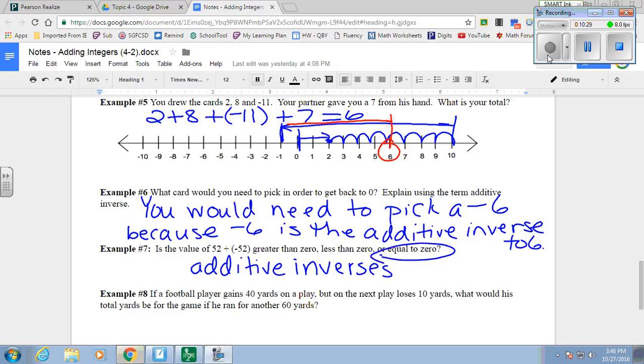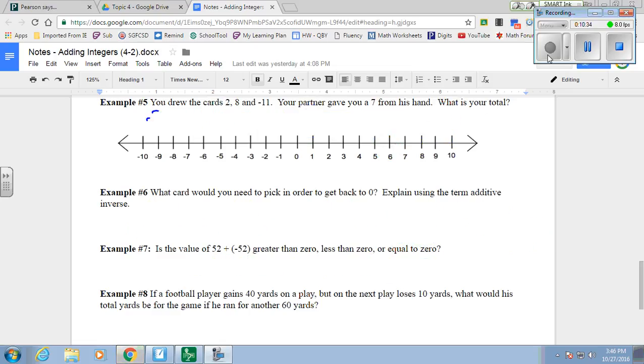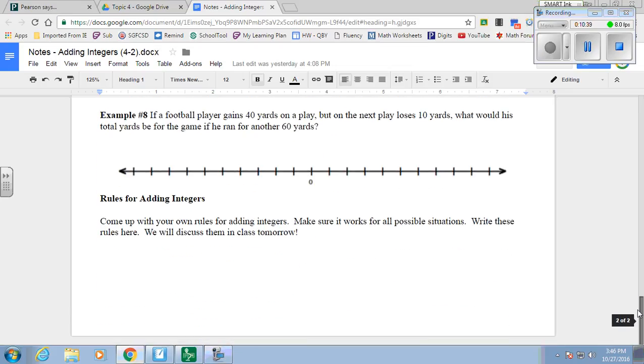Then for number 8, I'm just going to change the wording on this one a little bit because I want to be clear. I'm not a football person myself, so I can kind of read it a little bit wrong. It says, if a football player gains 40 yards on a play, but on the next play loses 10 yards, what would his total yards be for the game if he ran for another 60 yards? So, in my mind, since we talked about how distance is never really a negative number, if I'm running forward 40 yards and I'm running around backwards 10 yards, in my mind, I ran a total of 50 yards.